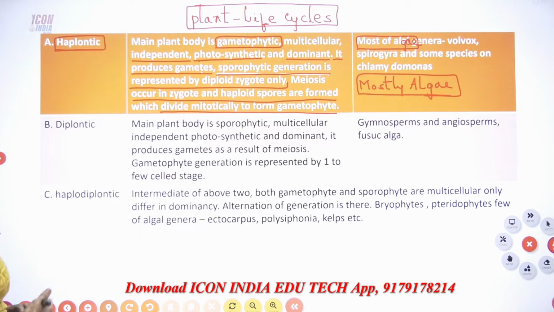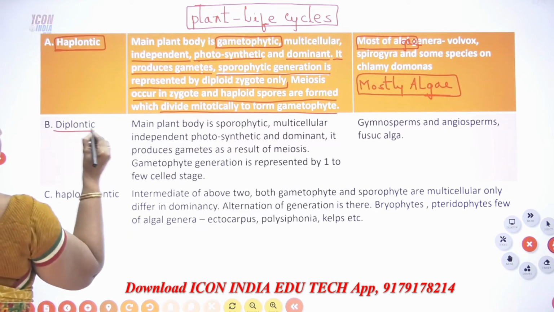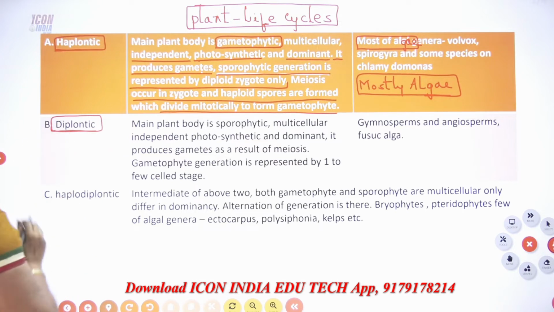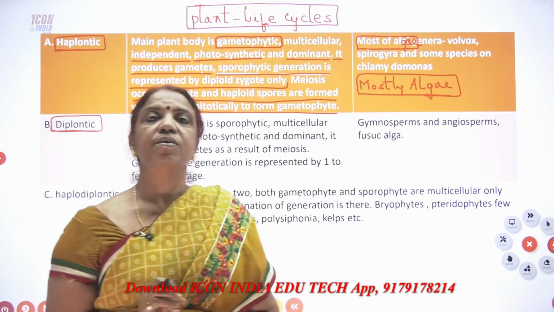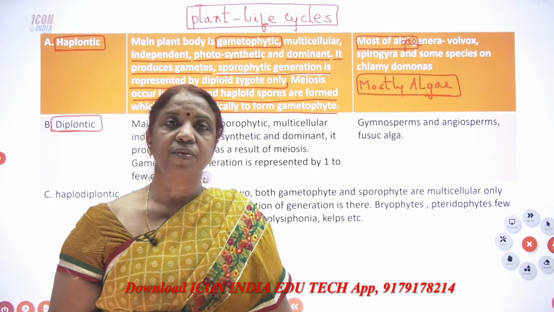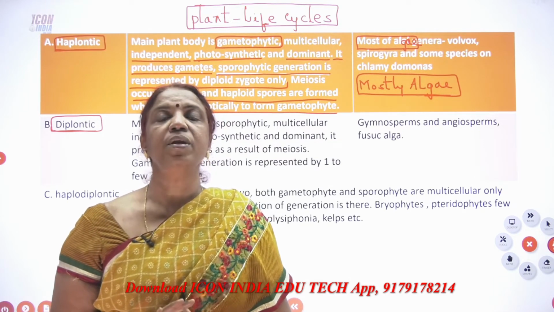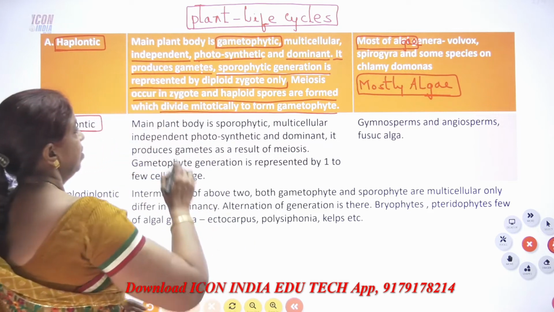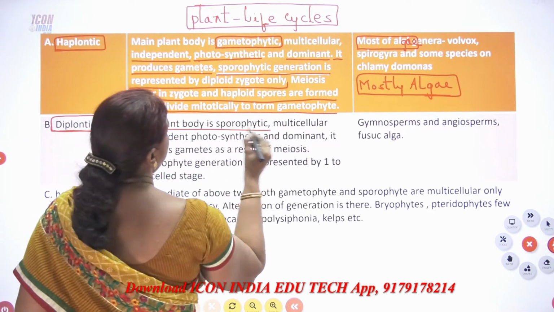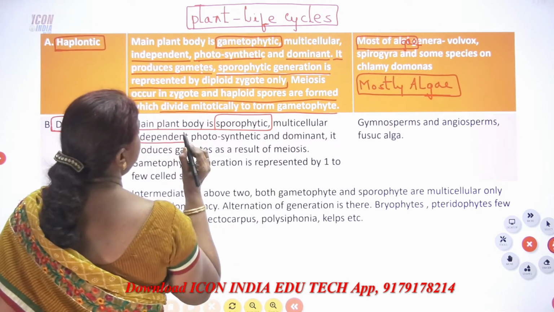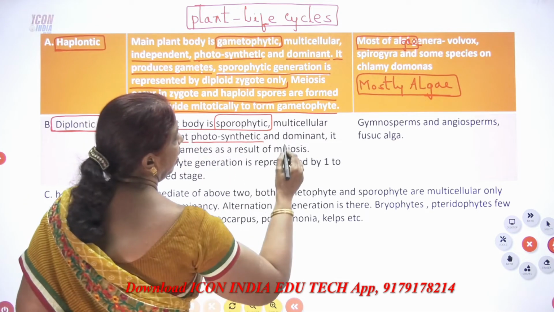After that, one more cycle is called diplontic. So which phase is dominant in the case of the diplontic life cycle? The main phase, the sporophytic generation, is the dominant one. The main plant body is the sporophyte, which is multicellular, independent, photosynthetic and dominant.